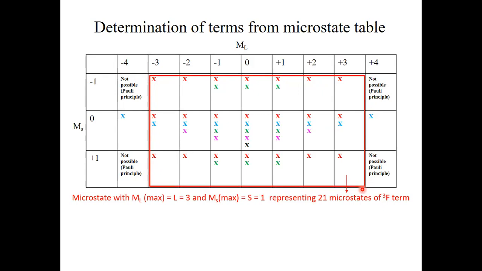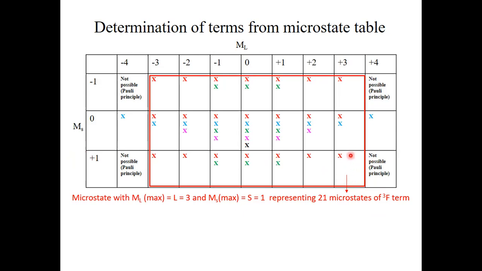Okay, now we can look for the microstate inside of the box that has the highest possible capital ML value and the highest possible capital MS value, because these values will determine the term symbol. Okay, so in this case, our term is a 3F term. That is because this microstate here is the one with the highest possible capital ML and the highest possible capital MS. In this case, this is +3 and +1 respectively.